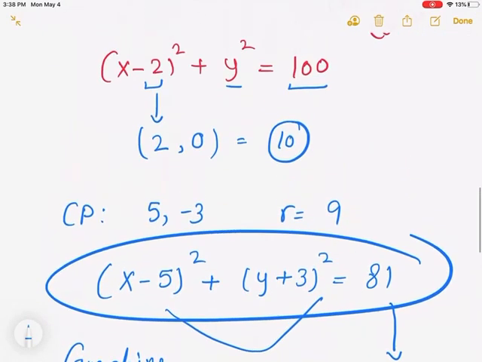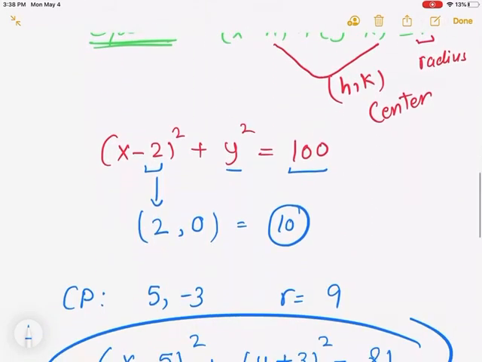So pretty much this is all about our first conic section. We still have 3 more to come, which will be in the rest of the videos.